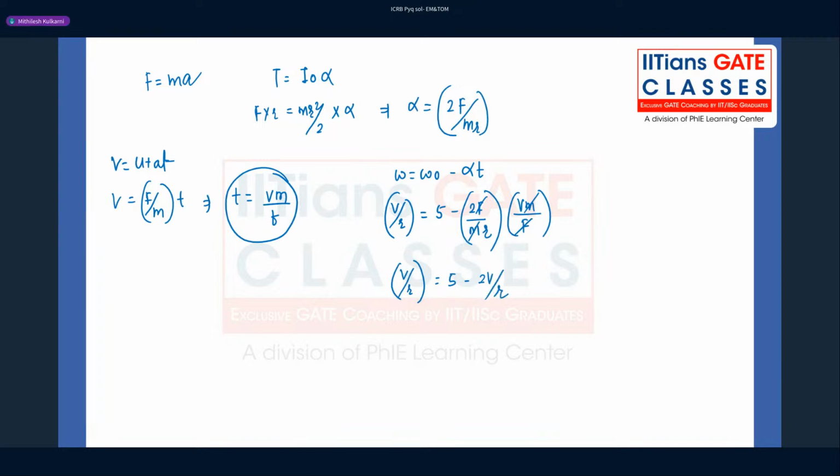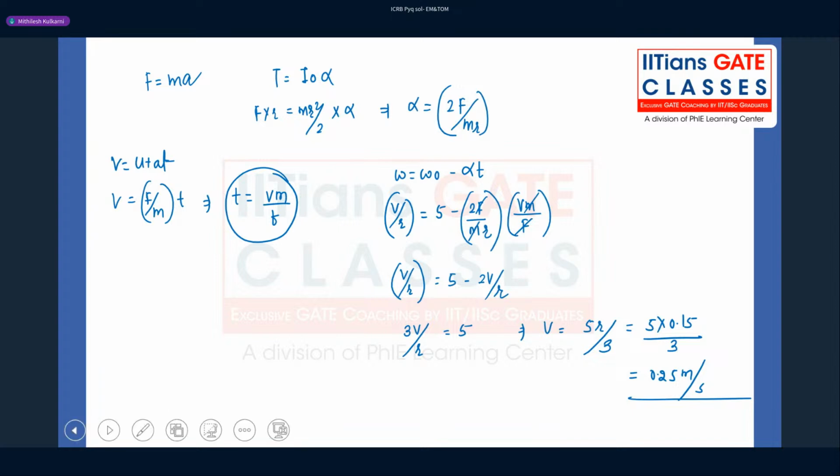2V by R comes this side, it will become 3V by R is equal to 5. This implies V is equal to 5R by 3. 5 into R is given as 0.1 by 15 divided by 3. We'll end up with 0.25 meter per second as the final answer in this case.